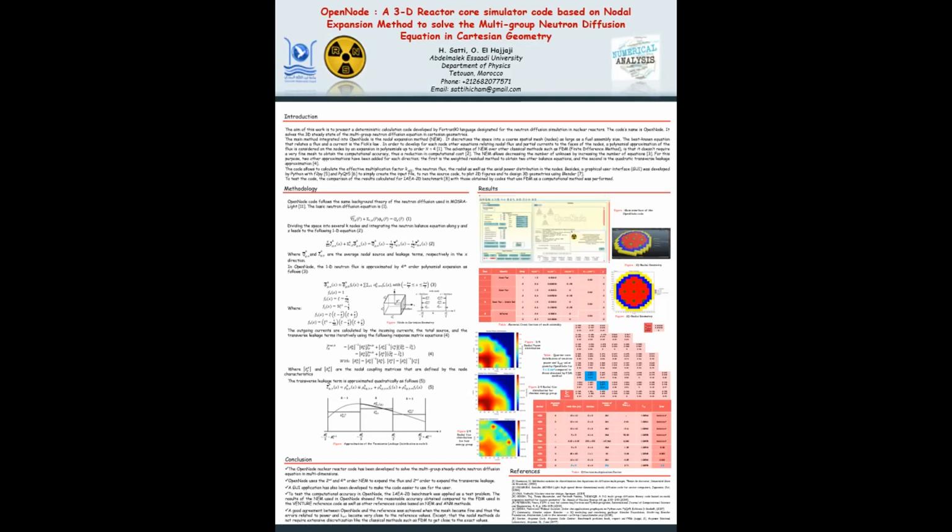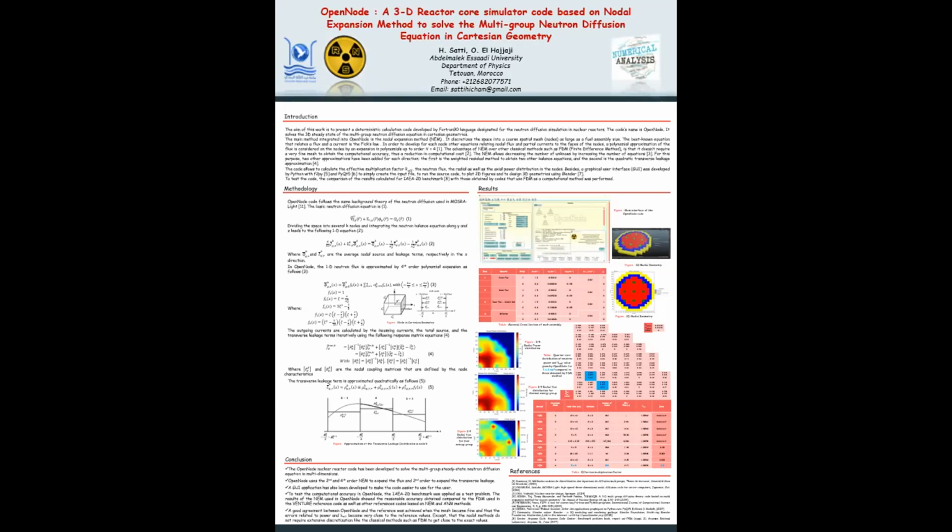The main method integrated into OpenNode is the nodal expansion method. It discretizes the space into a coarse spatial mesh, with nodes as large as a fuel assembly. The best known equation that relates a flux and a current is Fick's law. To develop for each node other equations relating nodal flux and partial currents to the faces of the nodes, a polynomial approximation of the flux is considered on the nodes, by an expansion in polynomials up to order 4.